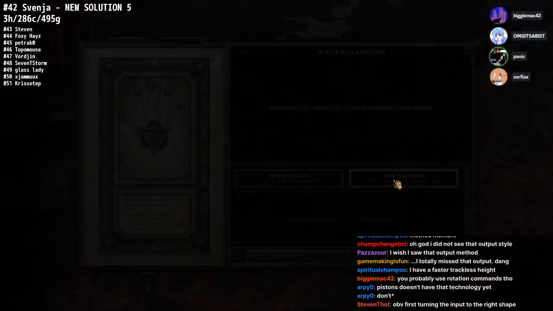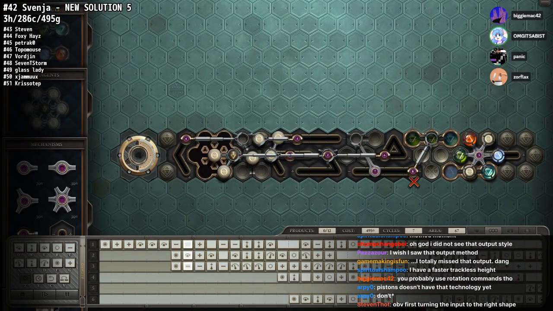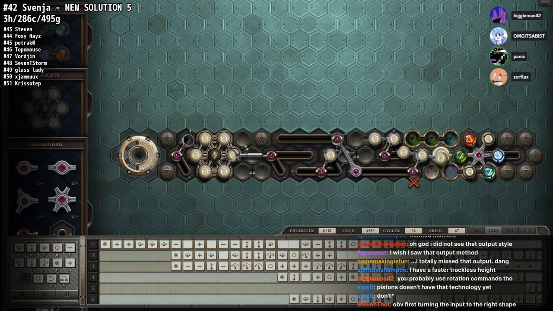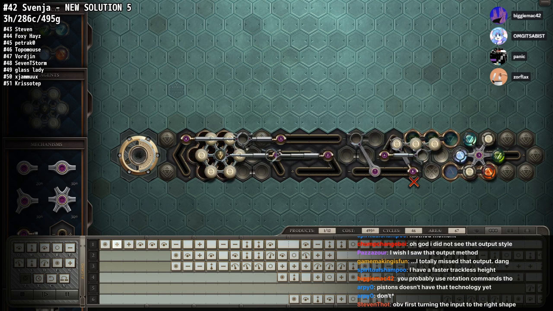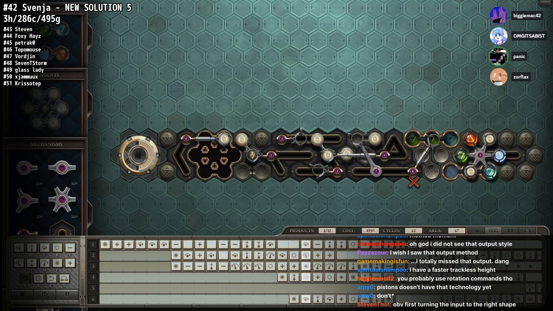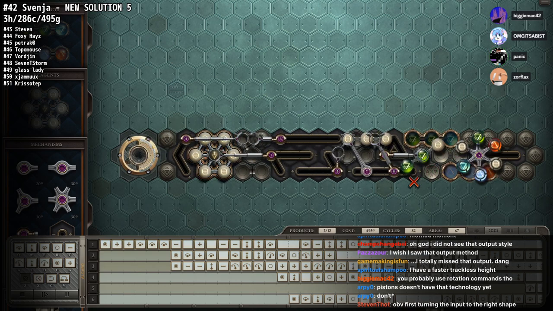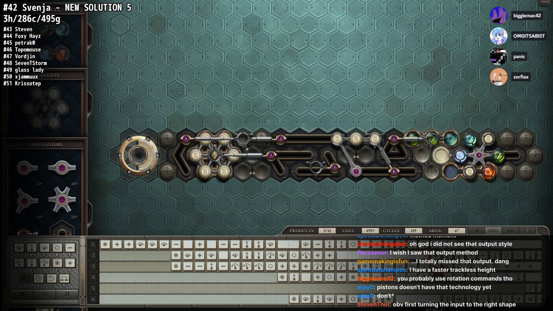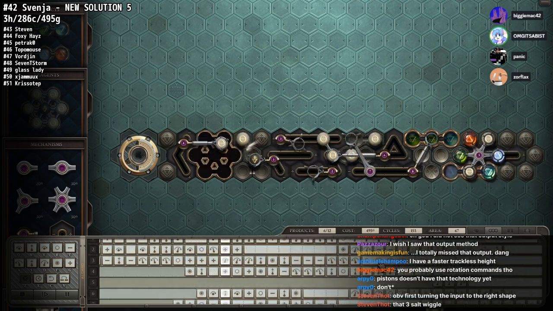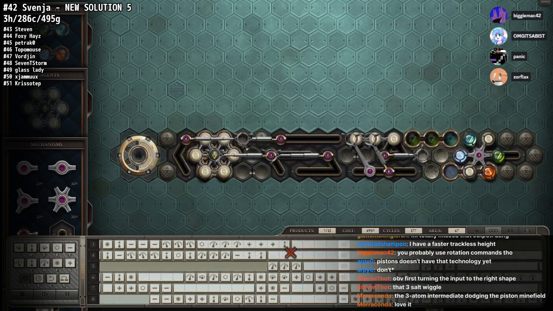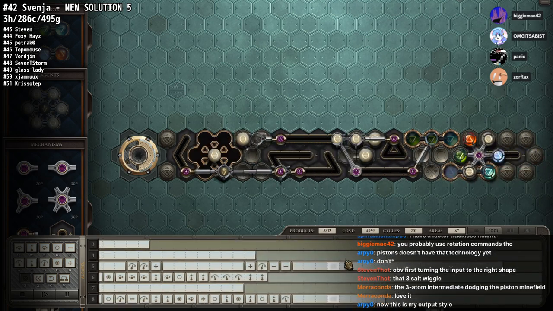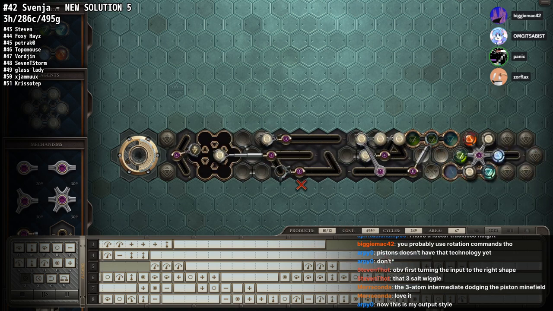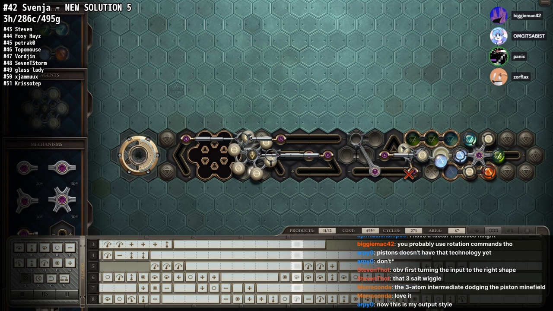Anyways, here's a one cycle drop to Svenja. New solution 5. Perhaps a more standard solve. That's a lot of track. Yeah, the Burlo has to get out of the way for the second output there. Well, that's a full column of track. This one, arm 6 seems to be setting the tempo here, and a lot of the other arms are just going back to their initial positions while arm 6 finishes up.